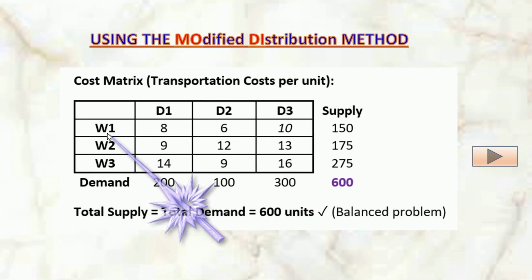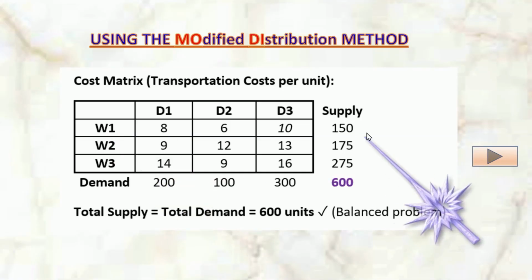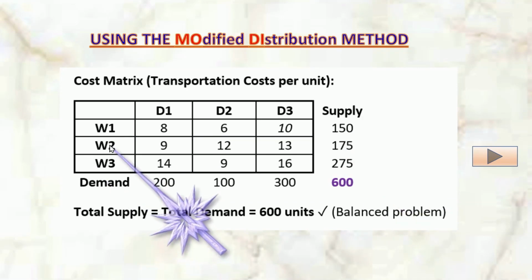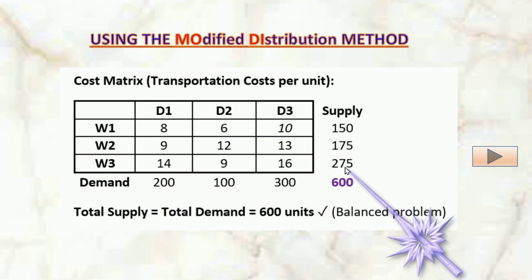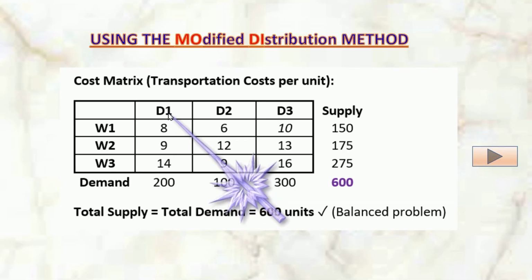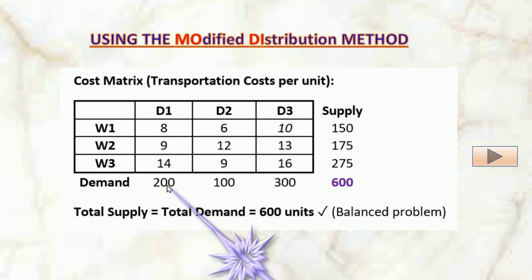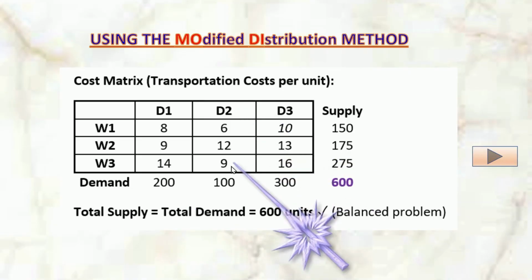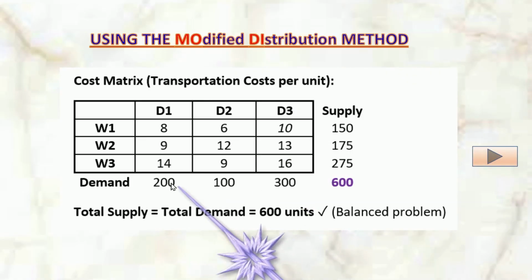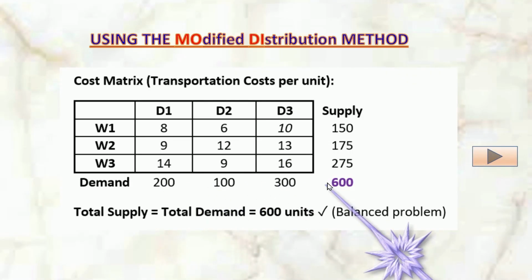For example, you have this warehouse 1. You have the supplies: 150 in warehouse 1, 175 in warehouse 2, 275 units in warehouse 3. And also the destinations where they are being shipped to: for destination 1, 200 is required there. For destination 2, we have 100. For destination 3, we have 300. If we add this together, it will give us 600.